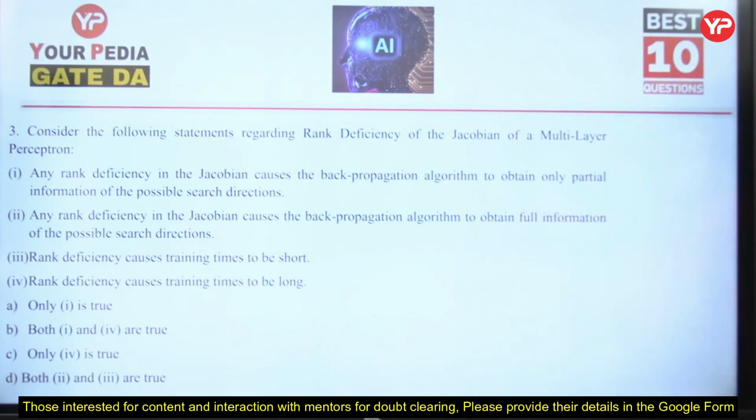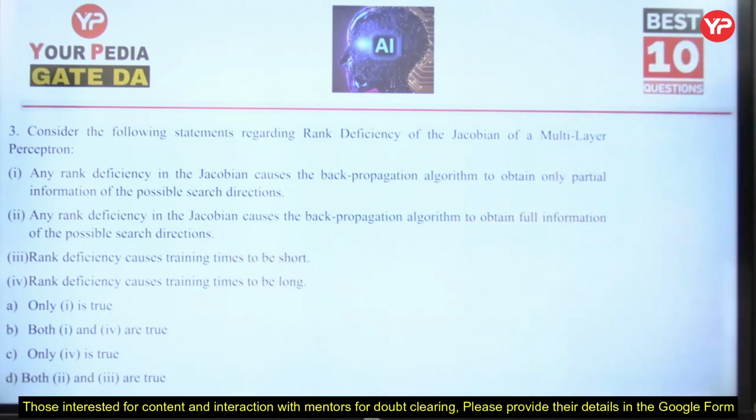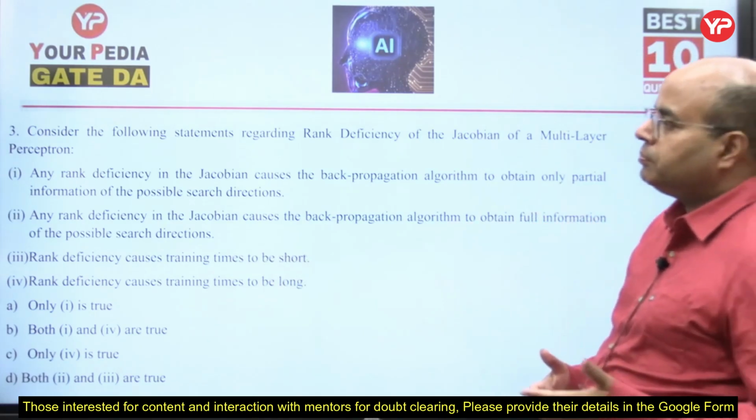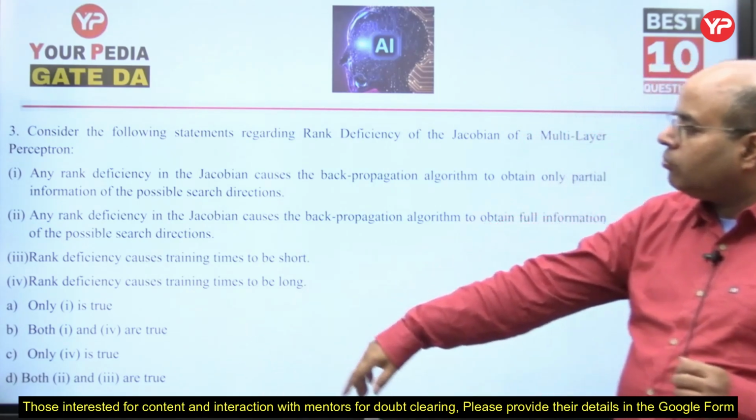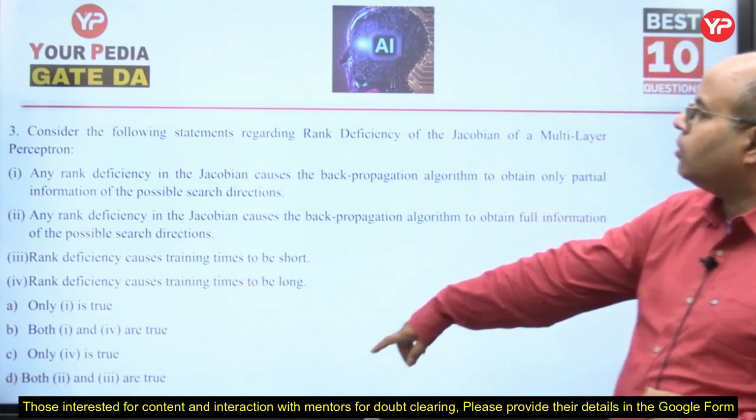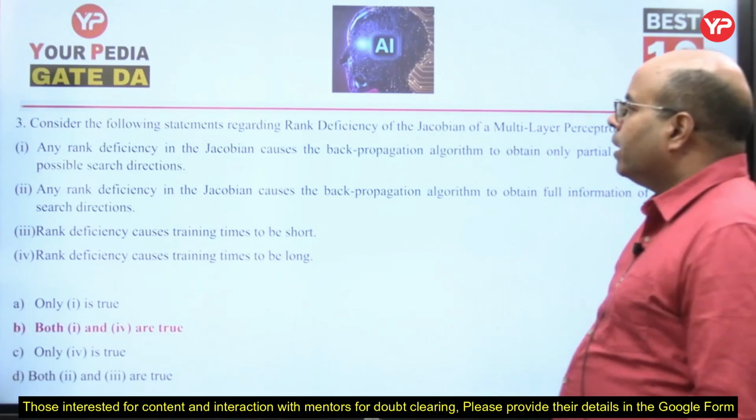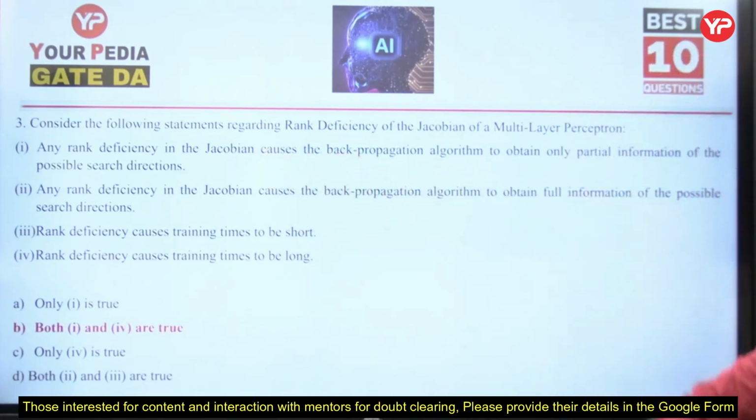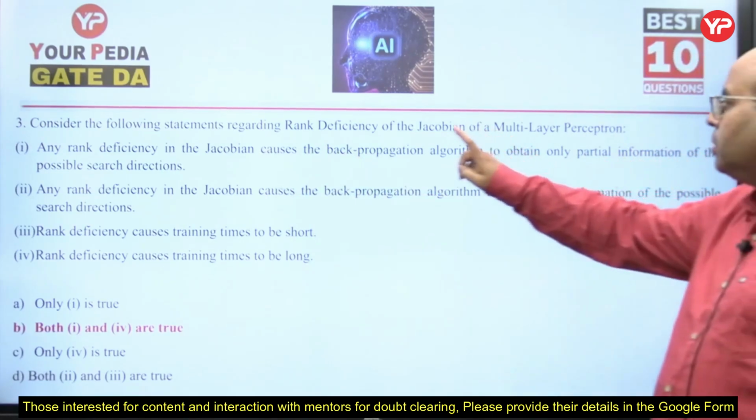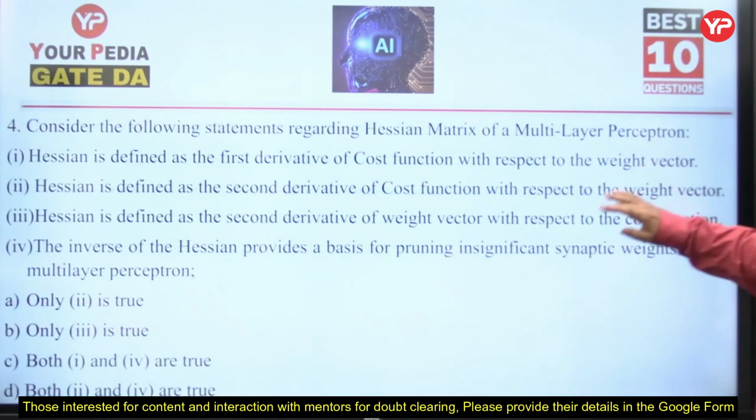Then rank deficiency causes training times to be short. No, it would have been very good, but it doesn't happen. Rank deficiency causes training times to be long because information flow is getting broken. So 1 and 4 are true. Any rank deficiency in the Jacobian causes the backpropagation algorithm to obtain only partial information, and rank deficiency causes training times to be long. That is the answer.